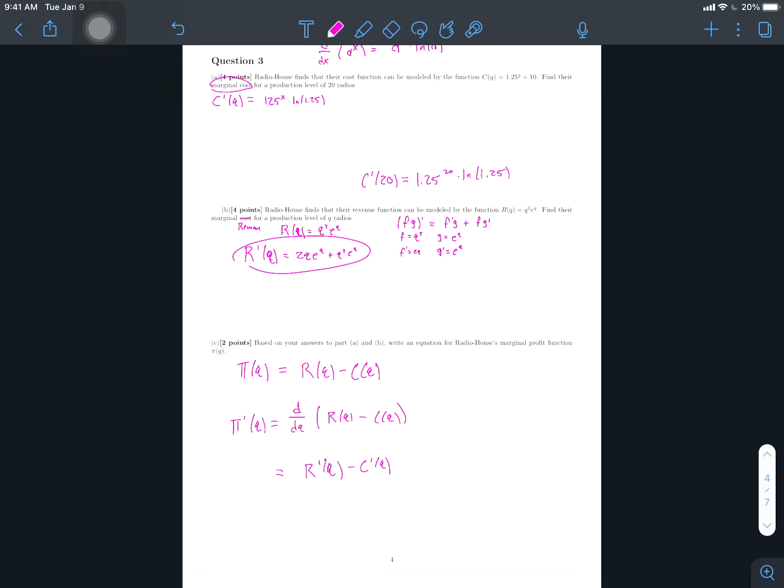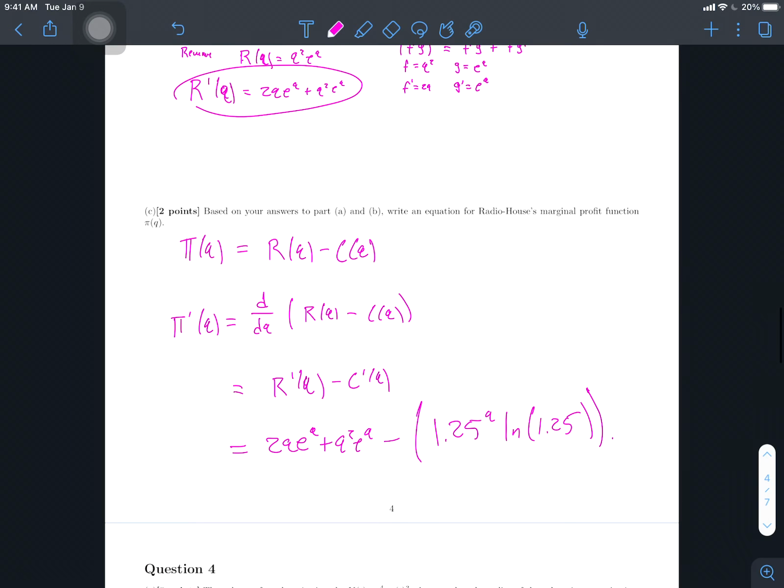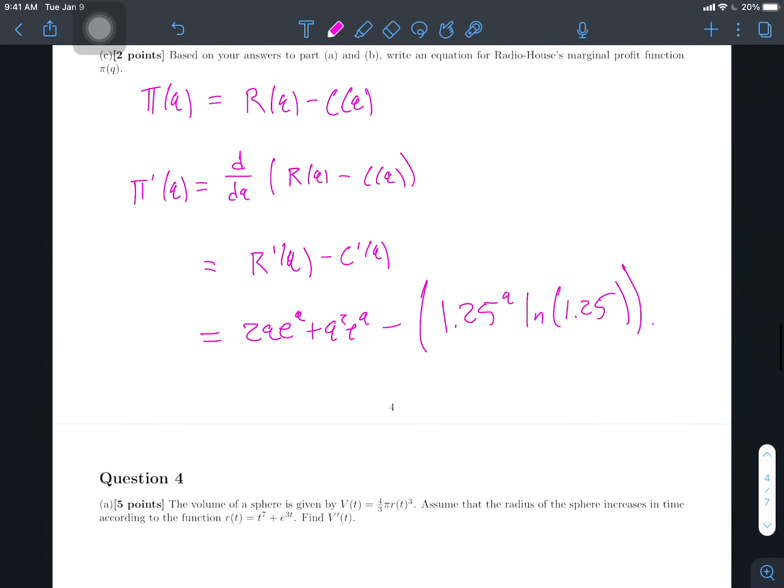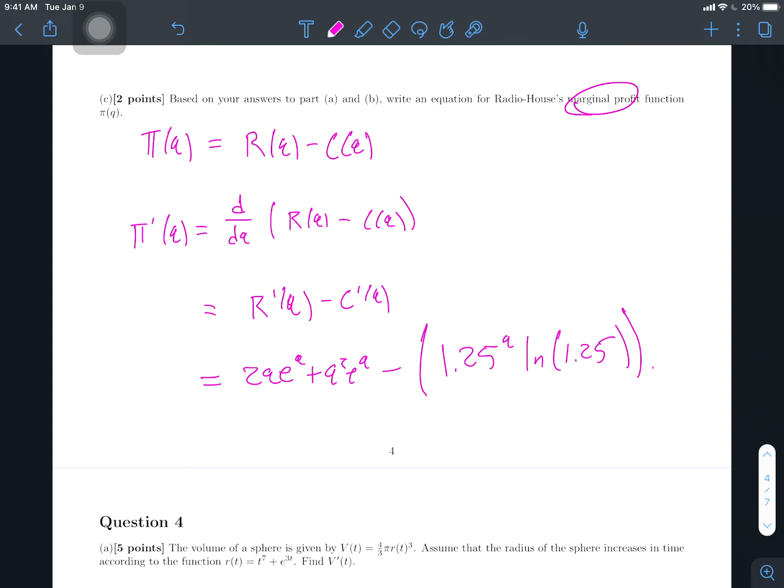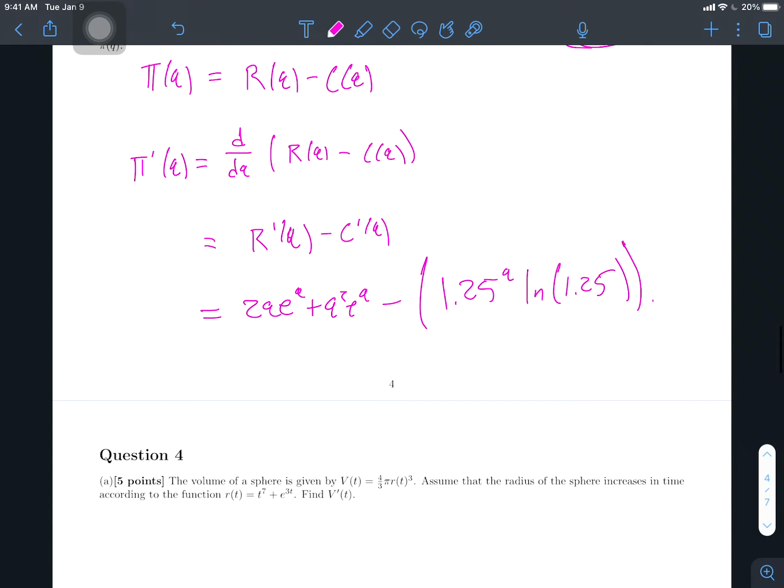So I get 2q e to the q plus q squared e to the q minus 1.25 to the q times ln of 1.25. All right, so that's my marginal profit function. So remember, marginal profit, marginal revenue, and marginal cost are just the derivatives of the profit, revenue, and cost functions, respectively.